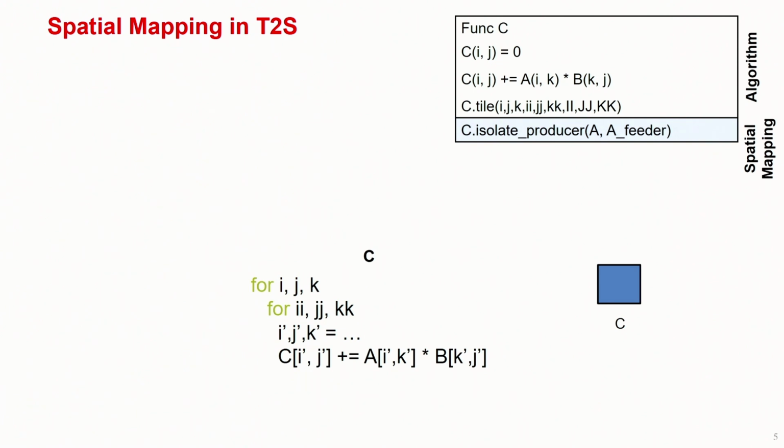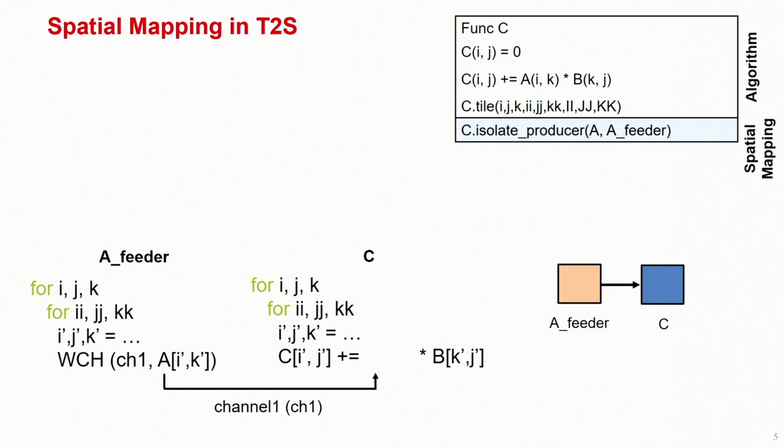So for example, in this case, the user identifies that the innermost loop body consists of four major operations: loading of matrix A, loading of matrix B, performing a MAC operation, and storing the results back into the C matrix at the appropriate location. So the user isolates the loading of matrix A into a separate function called AFeeder using our isolate producer directive. So this creates another function, AFeeder, which consists of exactly the same loop nest as we had in the C compute function.